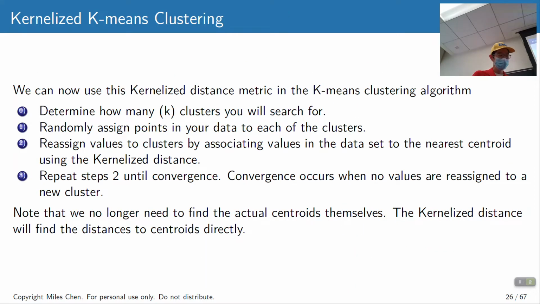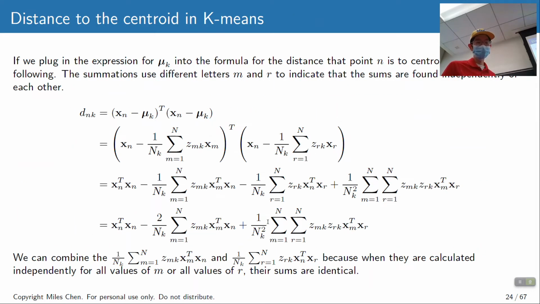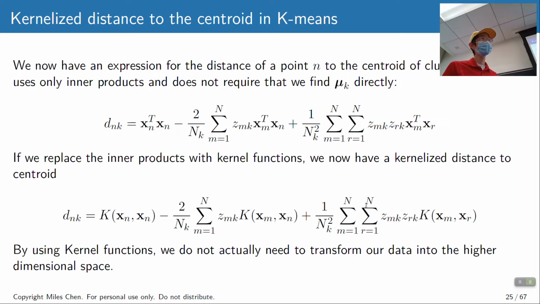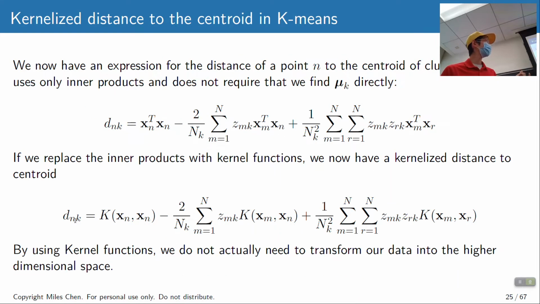Okay, so let me illustrate how this works. We're going to do kernelized k-means clustering, and it works like k-means clustering, except we don't actually have to calculate the locations of the centroids themselves. Normally we would find the location of the centroids and we would take the distance to each centroid and then reassign based on that. But now we have a formula to find the distance to the centroid without actually knowing the location of the centroid, right?